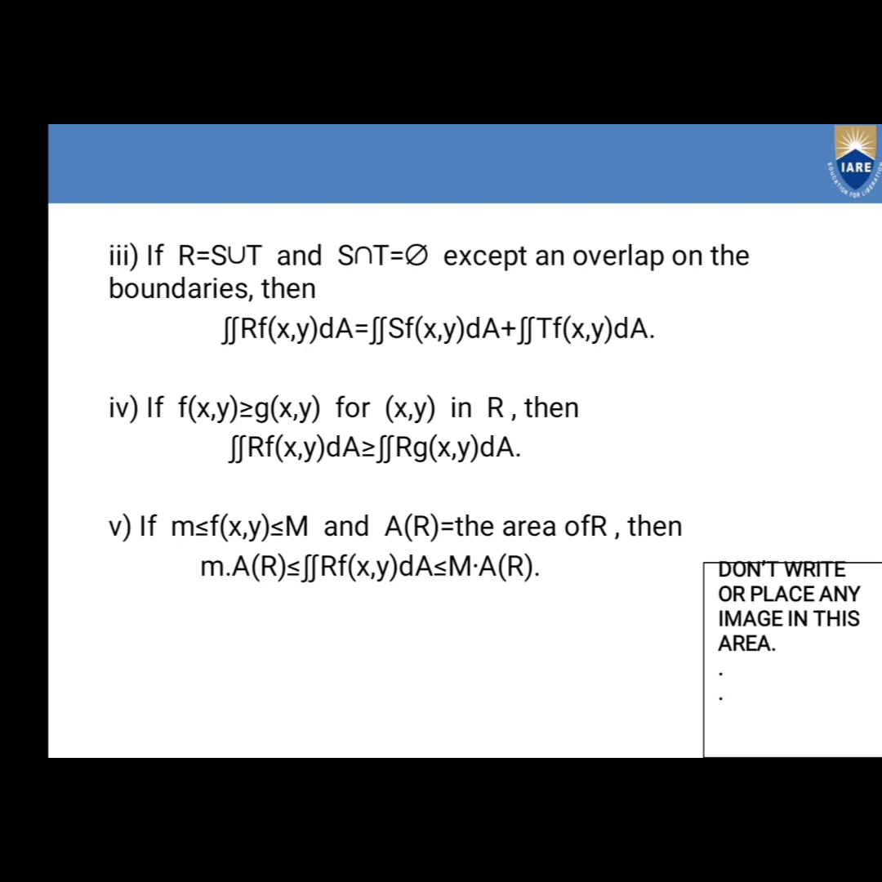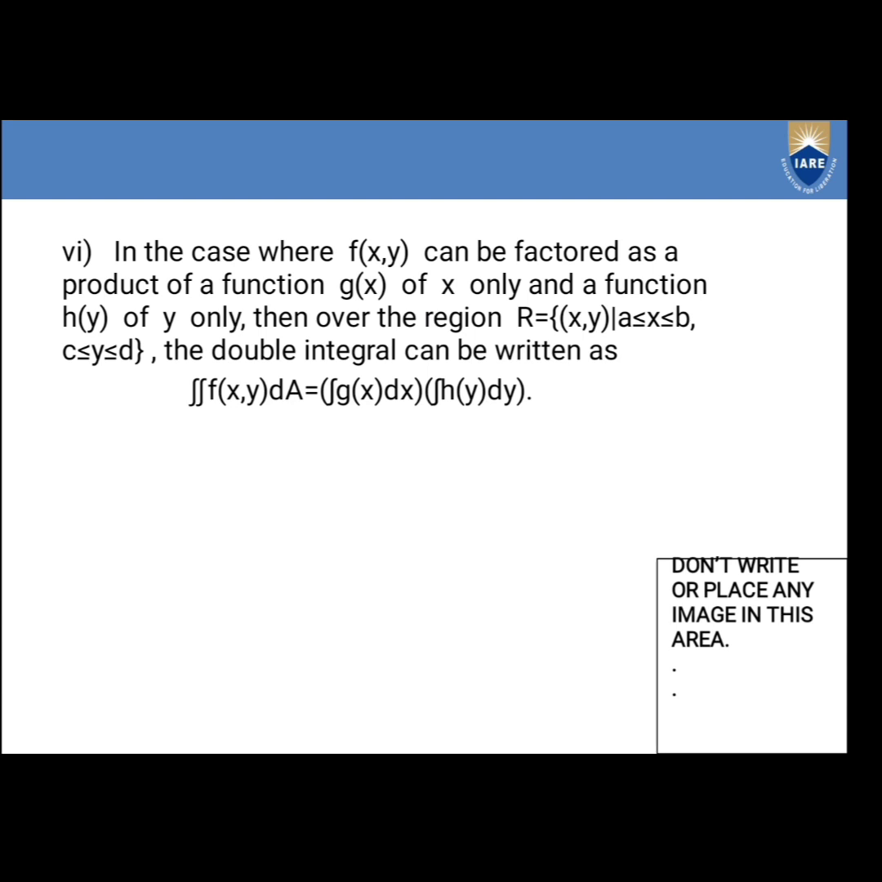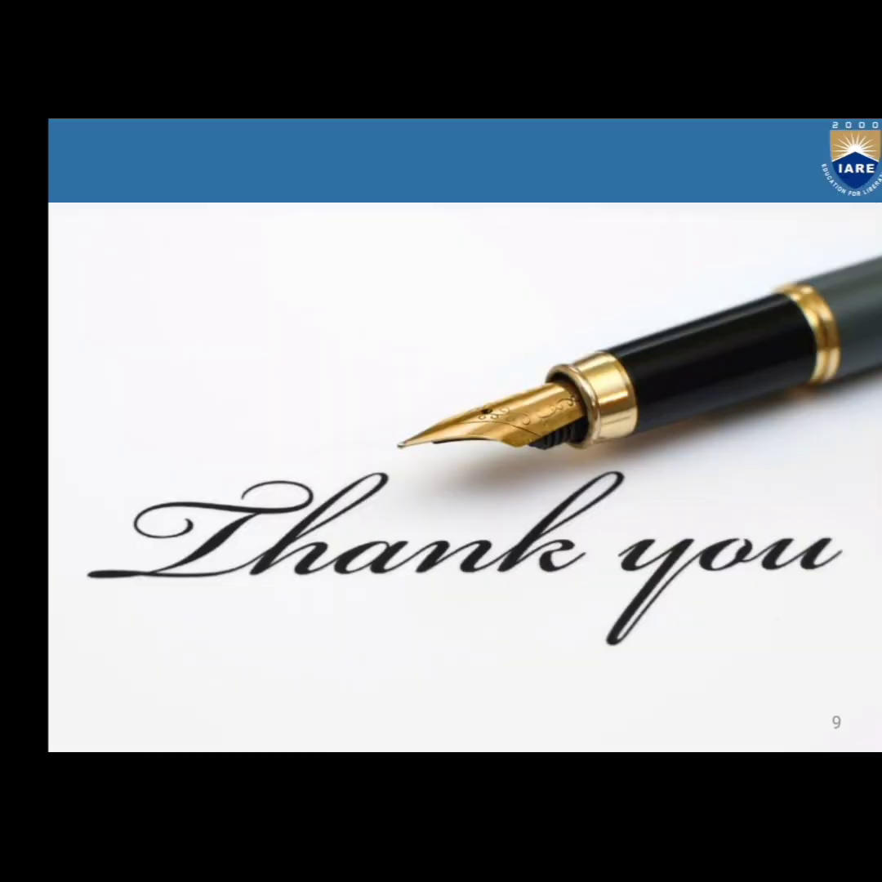Fourth, in the case where f(x, y) can be factored as a product of a function g of x only and a function h of y only, then over the region R equals (x, y) such that a less than or equal to x less than or equal to b and c less than or equal to y less than or equal to d, the double integral can be written as the double integration of f(x, y) dA equals the integration of g(x) dx.